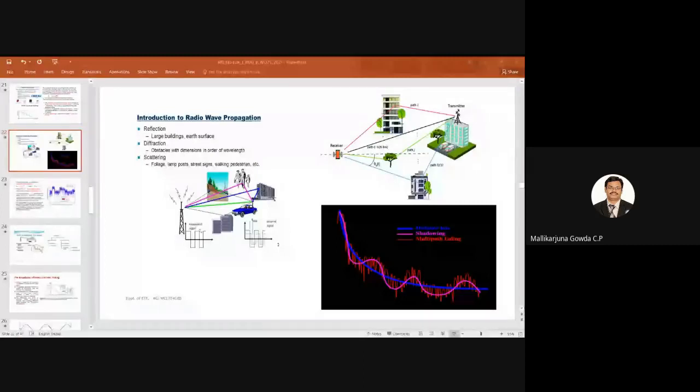Here it is written: when do we say reflection happens? When do we say diffraction happens? When do we say scattering happens? Scattering is due to foliage, lamp posts, street signs, walking pedestrians. Due to that we say scattering. Diffraction is due to obstacles with dimensions on the order of wavelengths. Reflection is due to large buildings and earth surfaces. Due to that, we say reflection happens.